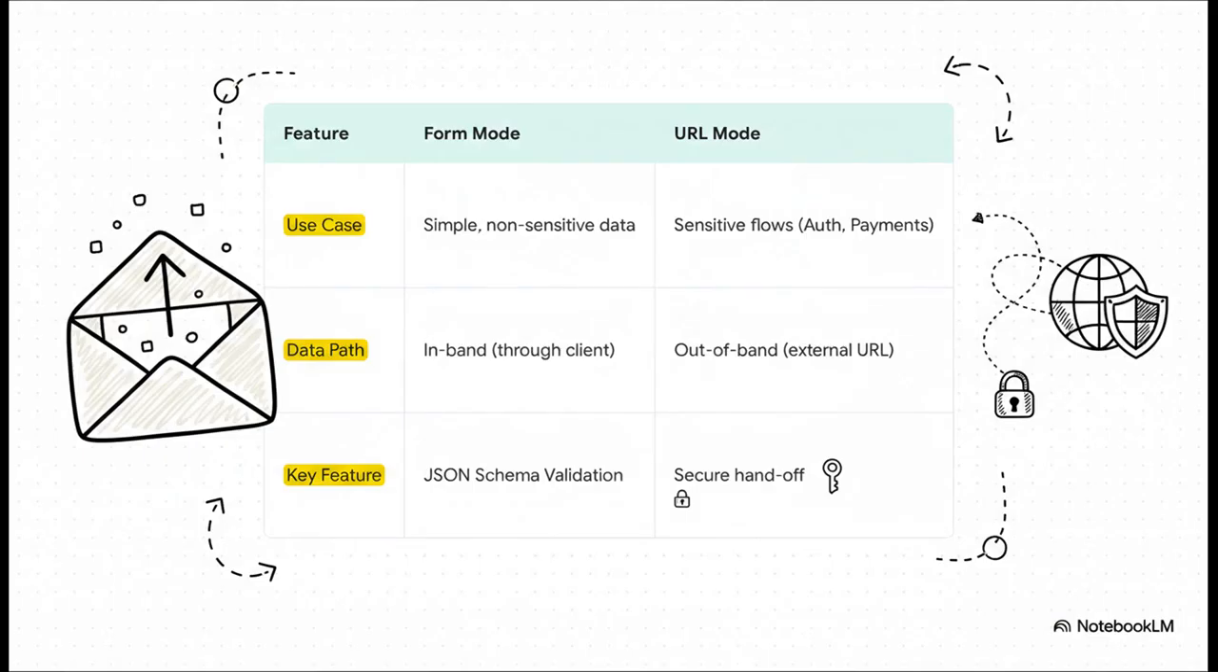And this little chart here, it frames the whole decision perfectly. You've got form mode on one side, which is for your simple, non-sensitive data. Think stuff that passes through the client, what we call in-band. Then you have URL mode, and that's for the serious stuff, the sensitive flows like authentication or payments. Here, the data travels completely outside the client. That's out of band. And that right there, that data path, that is the absolute key difference between the two.